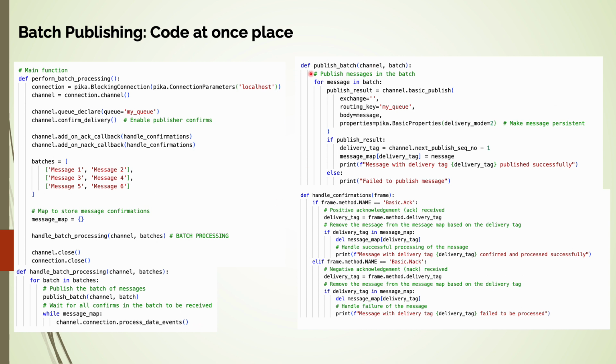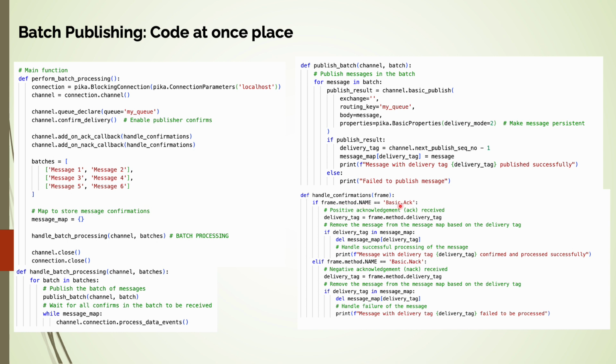Publish_batch channel batch publishes messages in the batch to the my_QQ using channel.basic_publish. It sets the delivery mode to make the messages persistent, keeps track of the published messages using the message_map dictionary, and provides feedback on the success or failure of message publishing.